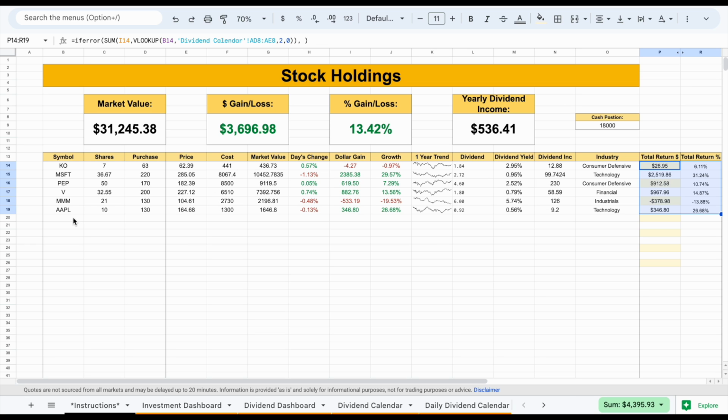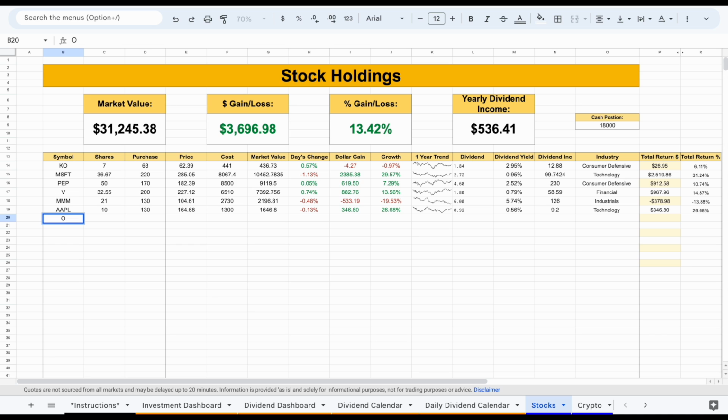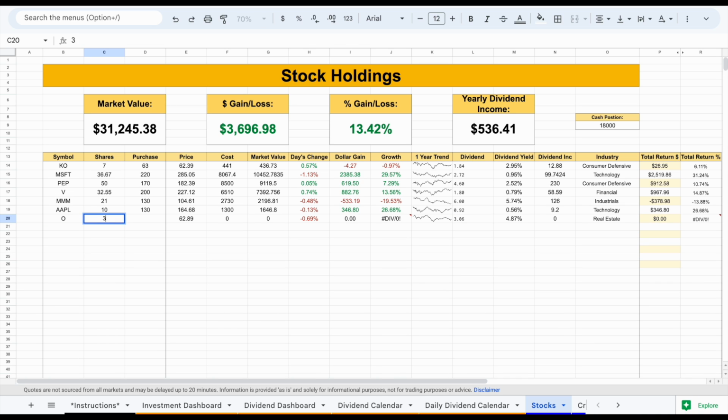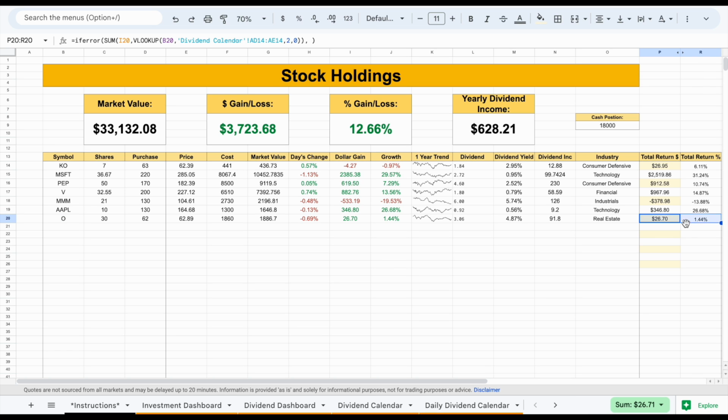So for example, let's say we were to buy a real estate investment trust. Say we bought Realty Income and we bought 30 shares at a purchase price of $62 per share. A lot of the time, the total returns you receive from a real estate investment trust, a lot of it is going to come in the form of dividends. So it's really important that we include the total return with our dividends that we've received from that position.